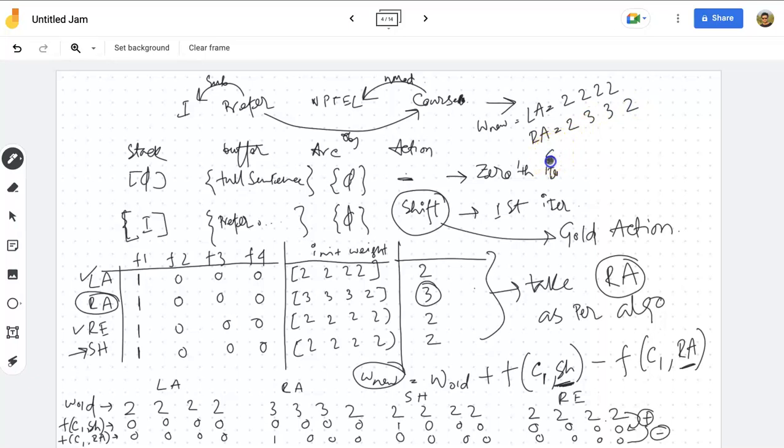Then for shift, this will be added, so 2 plus 1 will be 3, so it will be 3 2 2 2, and then reduce will be the same, so it will be 2 2 2 2. So this is the weight after first iteration.